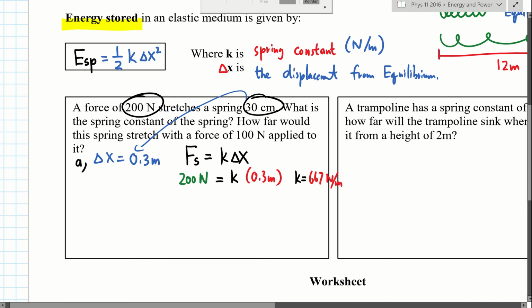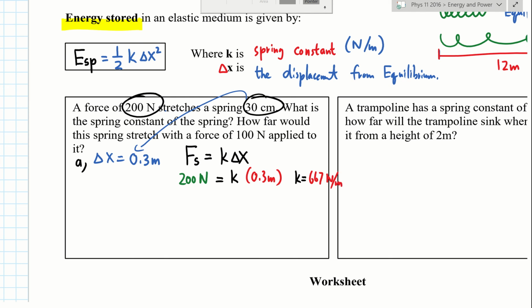Now, what does that mean? That means for every meter that you stretch a spring longer than its original length, you're going to get 667 Newton of force trying to pull it back. If you stretch it for 2 meters, you're going to have double the force pulling it back. If you stretch it for 4, 5, 6 meters, you're going to have 4 times, 6 times more force than that spring constant.